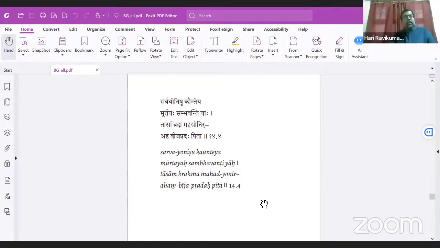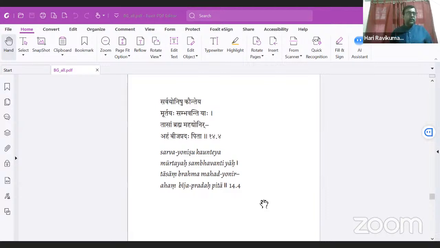Sarva yonishu kaunteya murtayah sambhavanti yaah tasam brahma mahad yonih aham bijapradah pita. So whatever life forms develop in any womb, primordial nature is their mother and I am their seed-giving father.